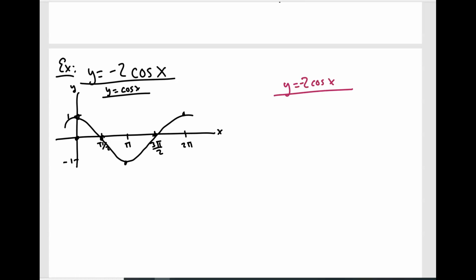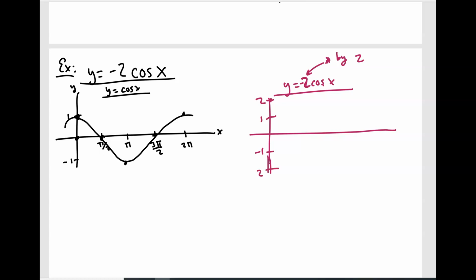Okay, so notice what's going on here. There are a couple of things going on. So let's start off with this 2. When I start off with this 2, what am I doing with the cosine? Well, this is being multiplied by a factor of 2. So my amplitude now is 2. So instead of being at 1, -1, now I'm going to be at 2. Okay, so let's go ahead and graph that.